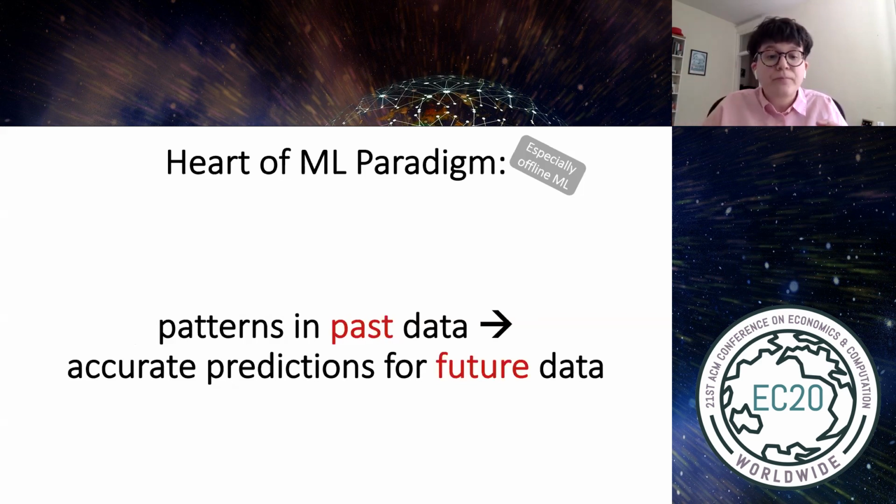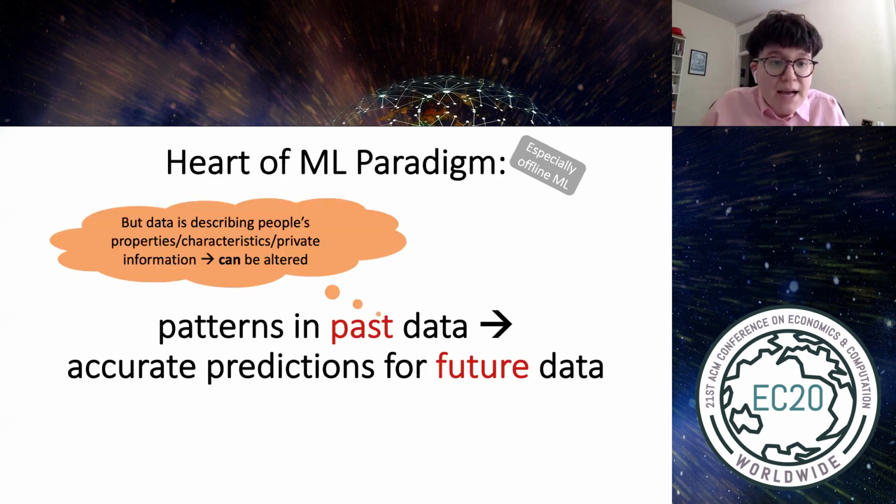But when we try to apply machine learning algorithms in real life for decision-making and policy-making, the causality that we are assuming is that patterns in past data imply accurate predictions for future data. But the problem now is that this past and future data do not come from the same distribution.